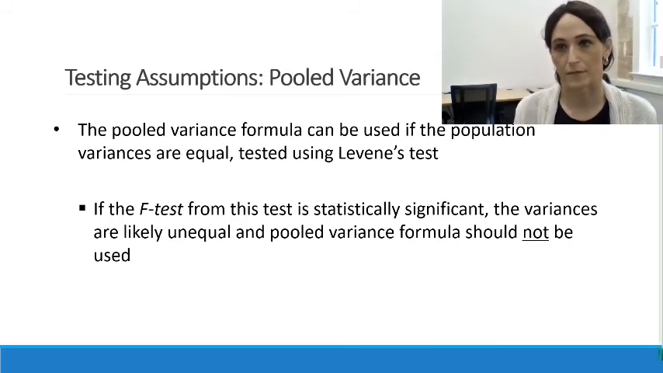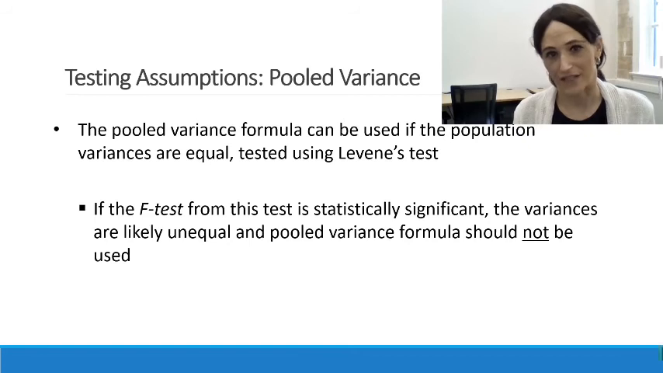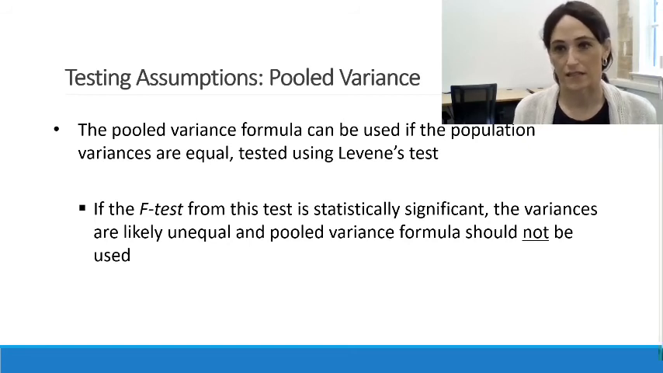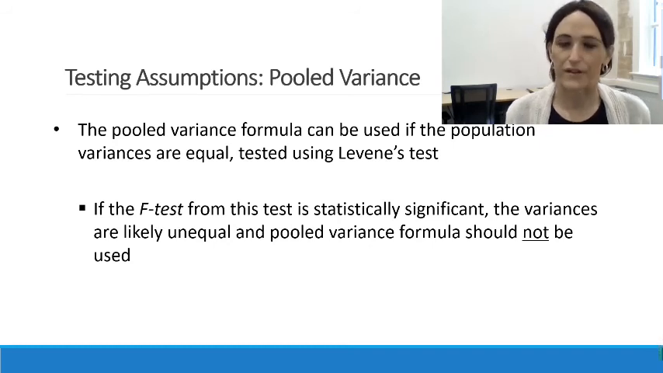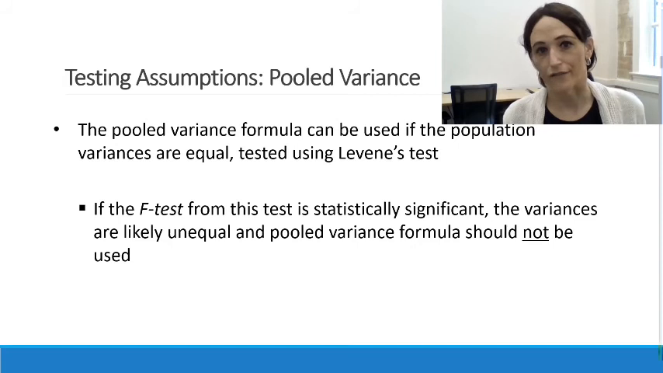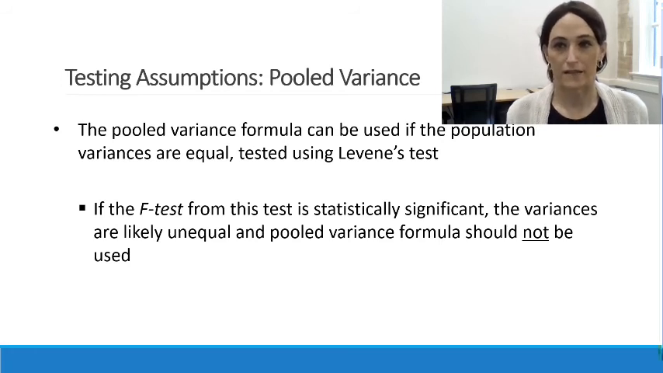We can test the assumption of pooled variance using what's called Levene's test. And Levene's test actually uses another test called an F-test. If this test is statistically significant, the variances are likely unequal, and the pooled variance formula should not be used. This is a little counterintuitive. The assumption here on the pooled variance test is that they are homogeneous. If we get a p-value of less than 0.05, that means that we've rejected the null hypothesis of no difference, in which case we will then say that they're not equal.